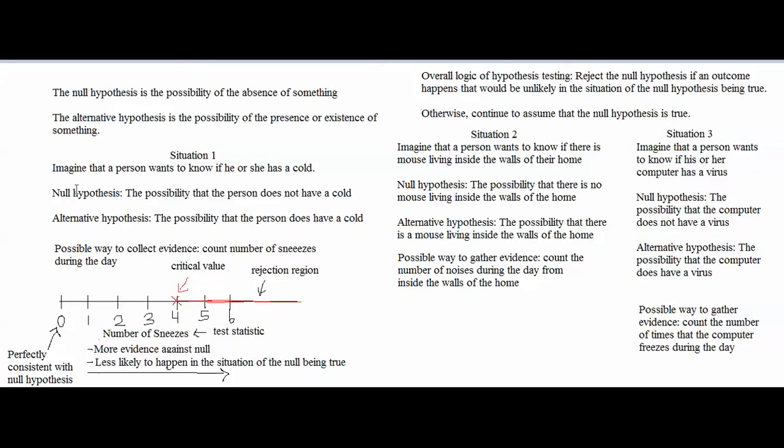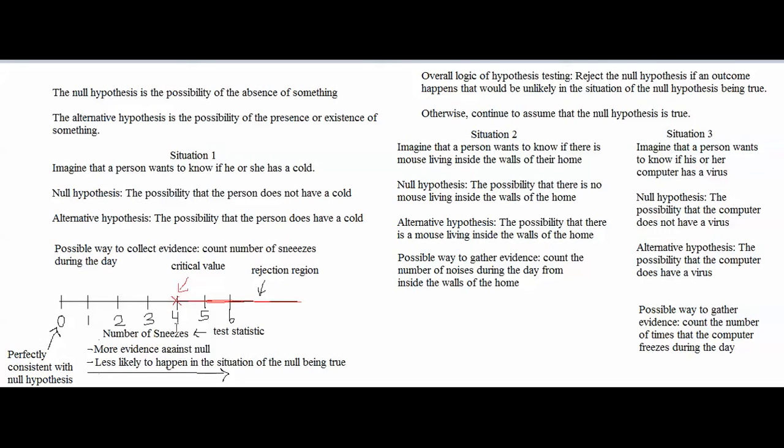Meaning, if on a day when I'm healthy and I don't have a cold, meaning on a day when the null hypothesis is true, I only have a 5% chance of sneezing 4 times, then 4 would be my critical value, because that 4 would be the outcome that would only have a 5% chance of happening on a day when the null hypothesis is true.